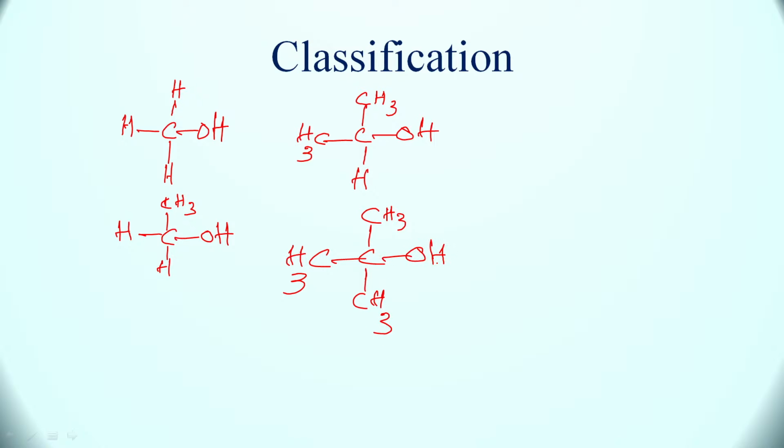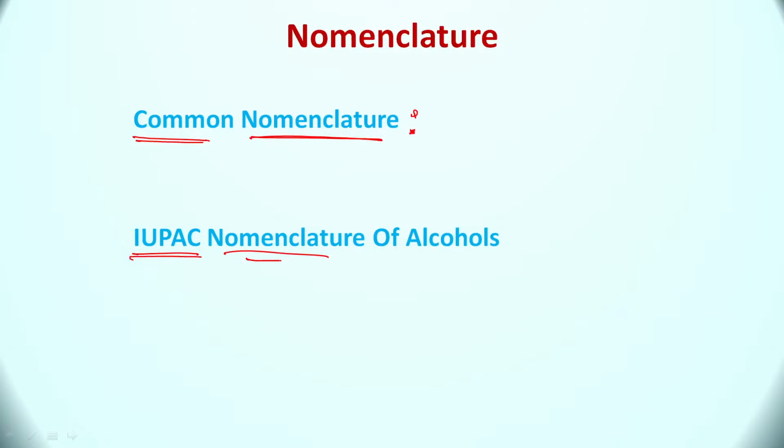Okay, how can you classify primary, secondary, tertiary, and methyl? In the case of methyl, the carbon is attached with 3 hydrogens, so it's not primary, secondary, or tertiary. In case of primary, the carbon which is attached with OH is attached with only one carbon, so it's a primary carbon. Now the nomenclature of alcohols. It's a systematic nomenclature. We know what is IUPAC, International Union of Pure and Applied Chemistry. Based on some rules in this system, we have to give naming to the alcohols.